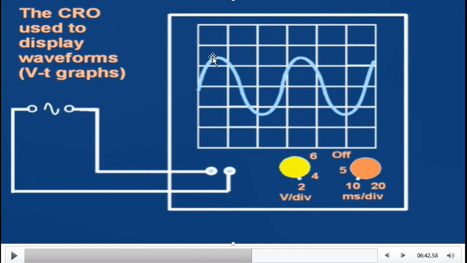Now we can find the peak voltage, from here to the peak, the crest of the wave. And we can find the time period for one wave from this point to this point, and for two waves from this point to this point. So we have both options. If we find the time from this to this for one wave, this will be the time period in milliseconds. Then we can convert it into seconds.